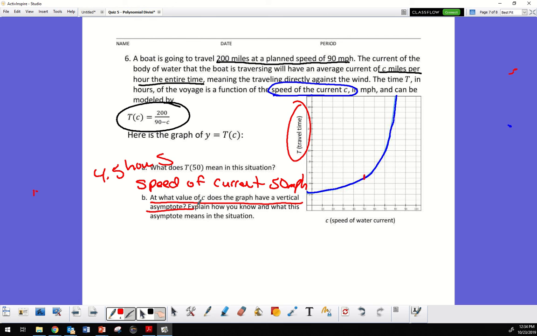Wait, the vertical asymptote? Yes, the vertical asymptote is when the bottom is equal to 0, right? Yes, sir. So what is the bottom of the function? No, what's the bottom up here? Oh, 90 minus c. So I go 90 minus c equals 0.